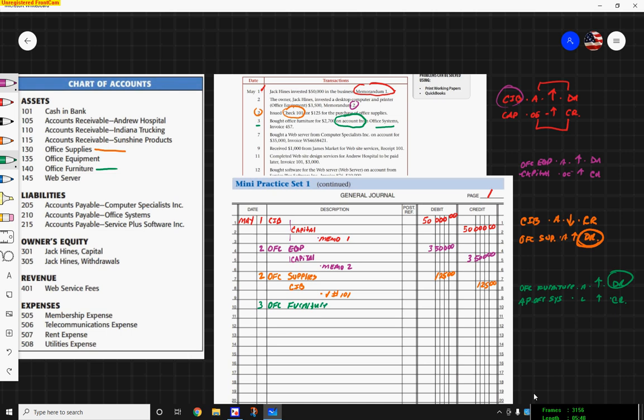How much was it for? $2,700. Credit, accounts payable. Who was it for? Office Systems. How much? $2,700. Very good. Next transaction. Next transaction takes place on the 7th. What happened on the 7th? Let's put the date in there first.